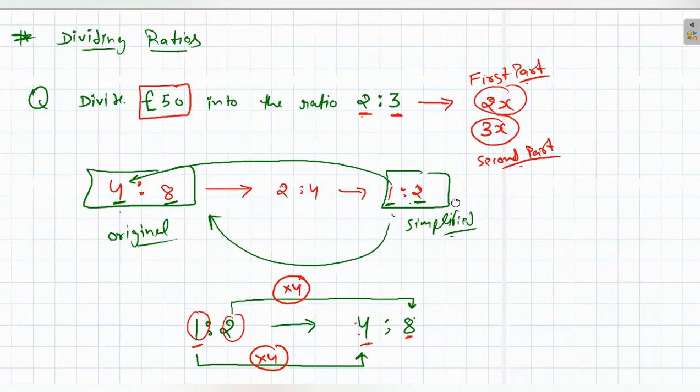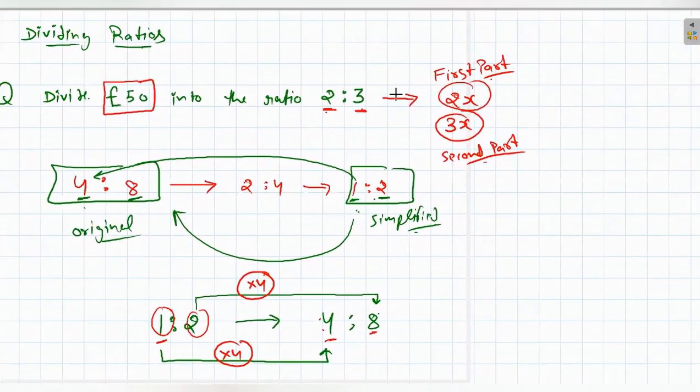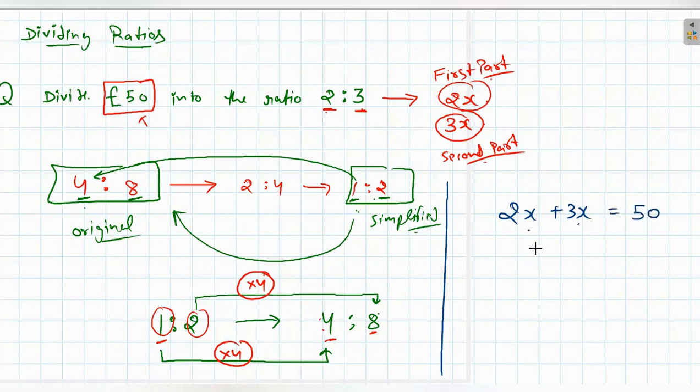And now we will follow what the question is demanding. The question is saying, if you add up 2x and 3x, you will get 50. So let's follow the instruction. 2x and 3x will add up to 50. Can we simplify this equation?